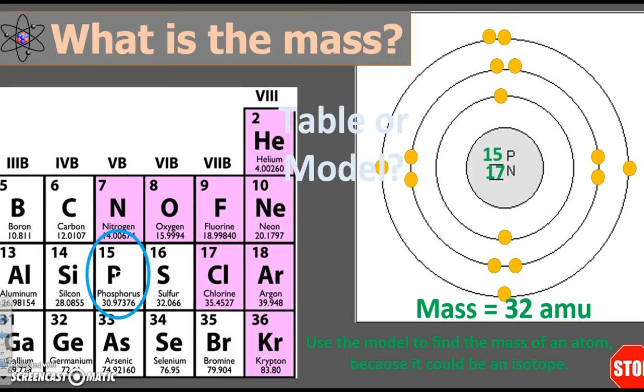Now, with all this information that you've just learned about the nucleus of an atom, there are 2 different ways you can find the atomic mass of an atom. You can find the atomic mass by using the periodic table and looking down here at the bottom number below the symbol. Or, if you were given a model, you can find the sum of the protons and the neutrons inside of the nucleus, and that will yield your atomic mass.